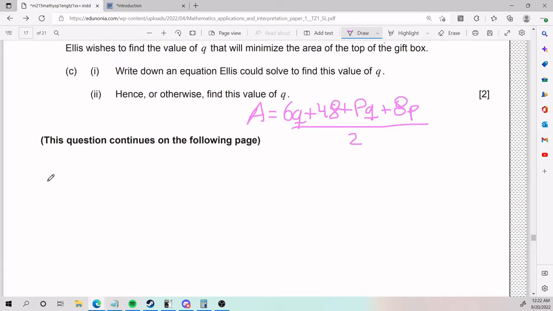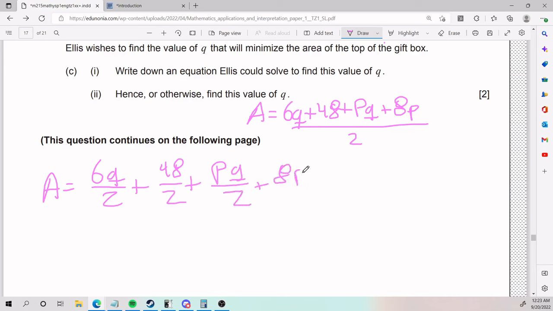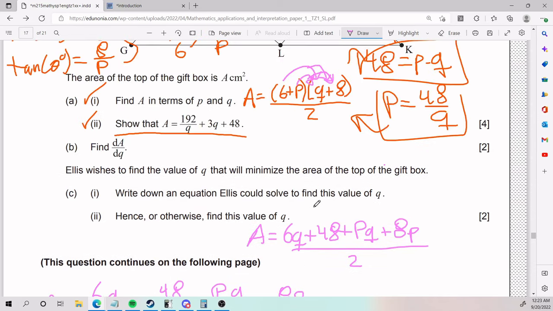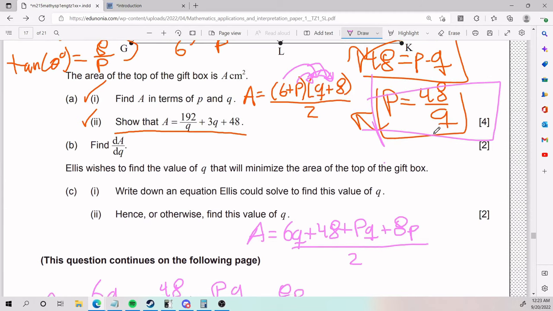Now, just because it's easier to visualize, I'm going to draw out the divided by 2. It's affecting each term individually, so it actually looks like that. I think this is just much easier to grasp, ¿cierto? 8p divided by 2. I'm not going to plug in yet. I'm going to let the 2 do what it does, ¿cierto? And now I'm going to plug in, see? So, we said that p was 48 divided by q, ¿cierto?